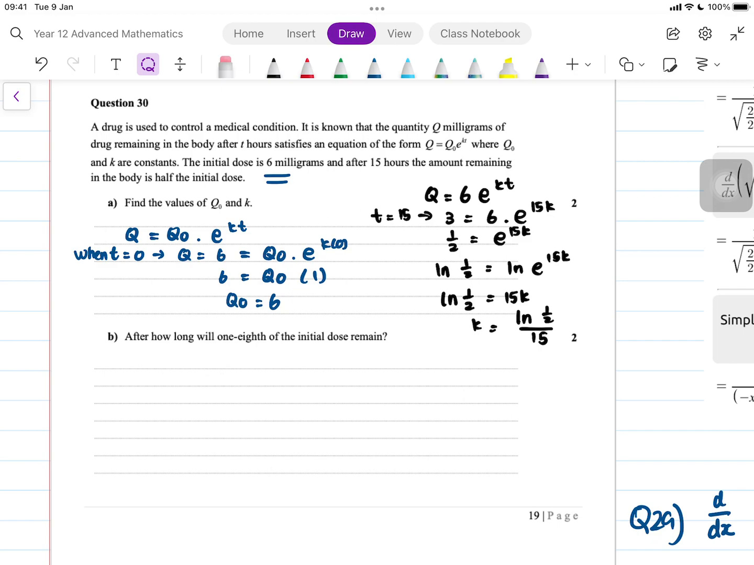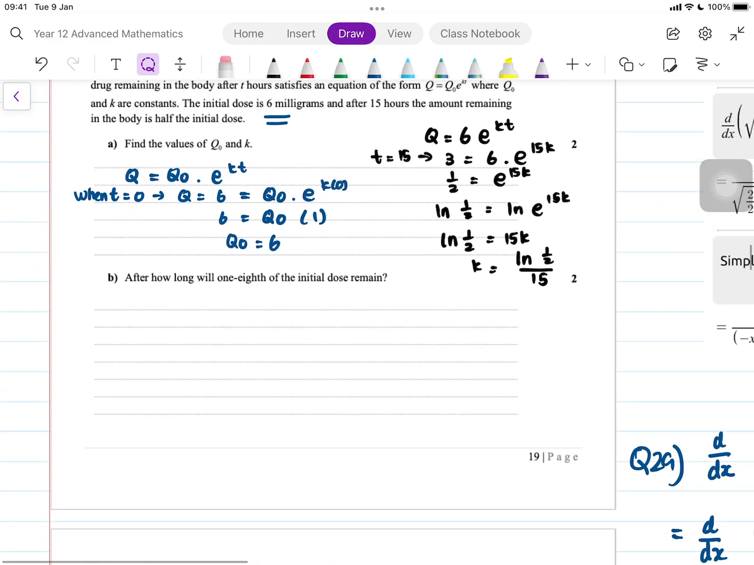Now the question is, after how long will 1/8 of the initial dose remain? So what is 1/8 of the initial dose? The initial dose was 6 milligrams, right? So that will be 6/8 milligram, which is 3/4 milligram. So the question is, how long does that take to reach 3/4 milligram or 0.75 milligram?